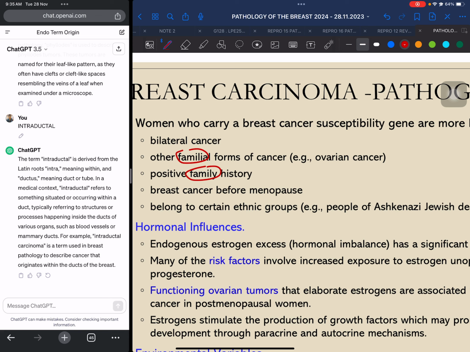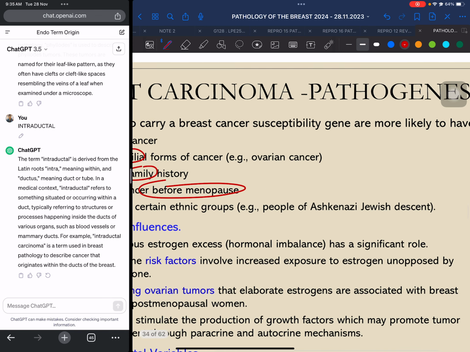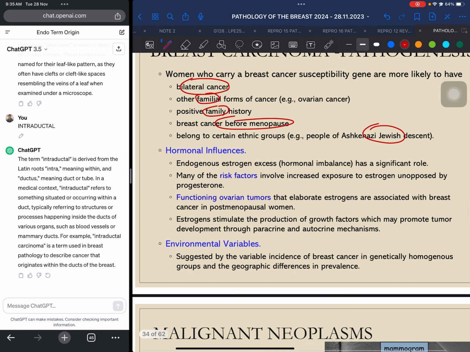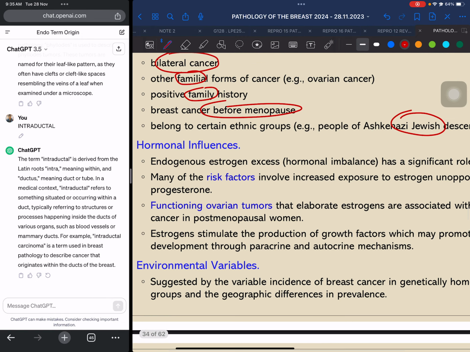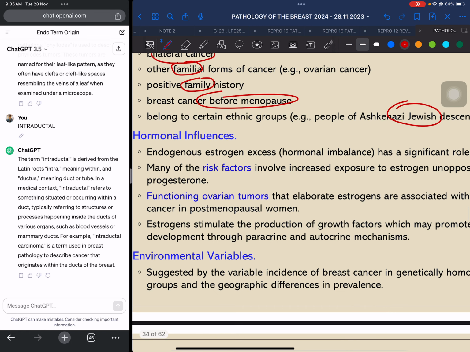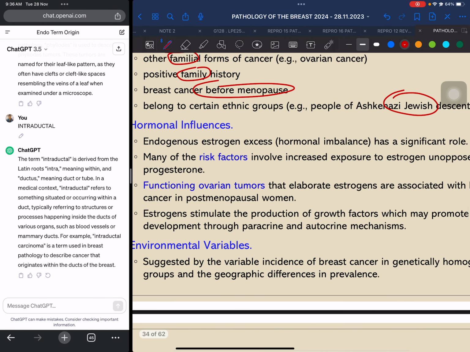Right? And those women who have this breast cancer susceptibility gene often have bilateral cancer, cancer on both sides of the breast. Other familial forms of cancer, such as the ovarian cancer that we see in BRCA1 mutation, they usually have family history, they usually have breast cancer at an earlier age, and they belong to certain ethnic groups.